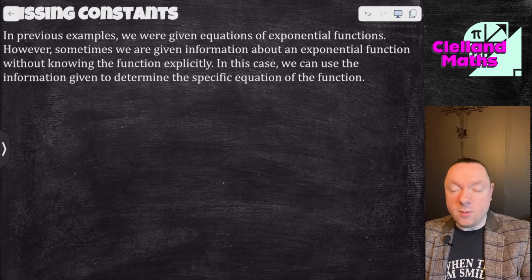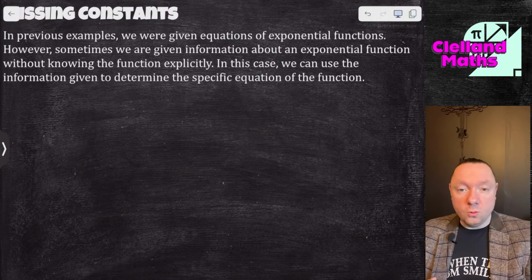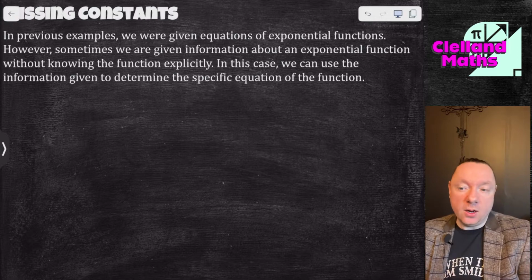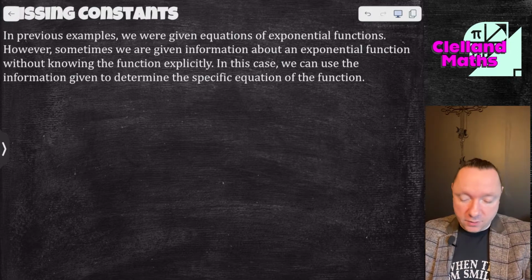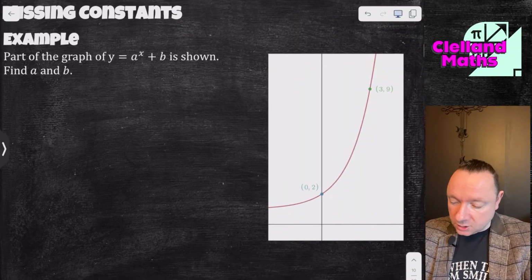Okay, so in the previous examples, we were given the exponential functions. However, sometimes we're given information about the function without knowing what it is. In this case, we use information to determine the equation. So in other words, there's going to be unknowns like an a or a b or something like that. Let's do an example where you're given a picture.